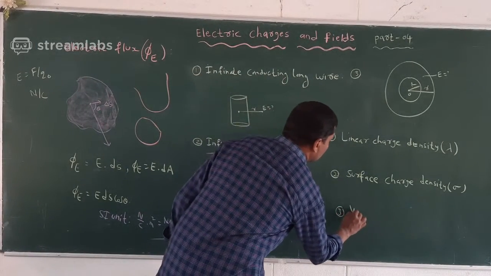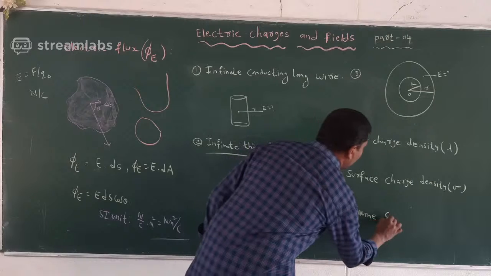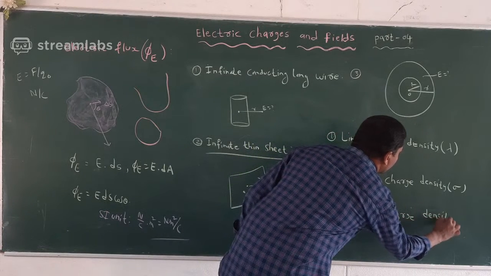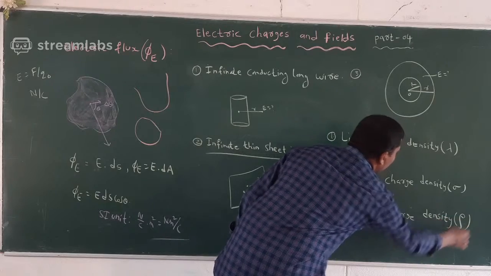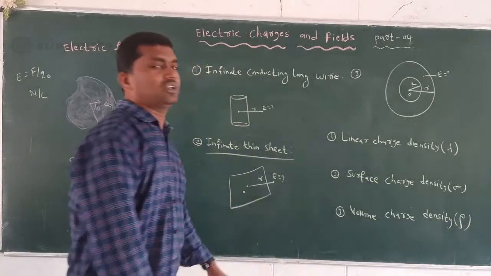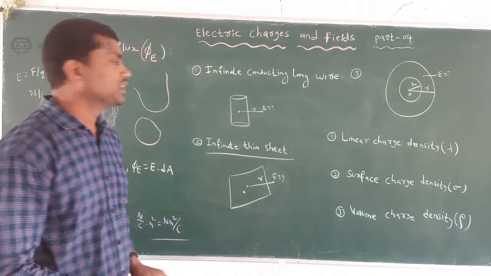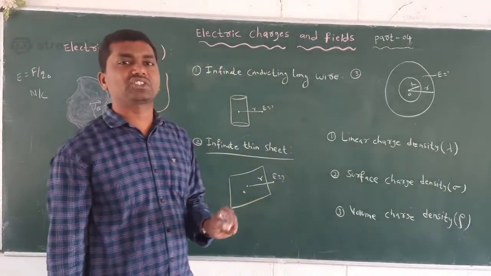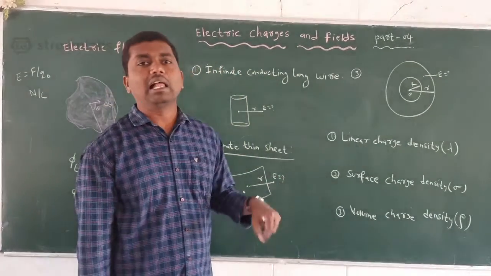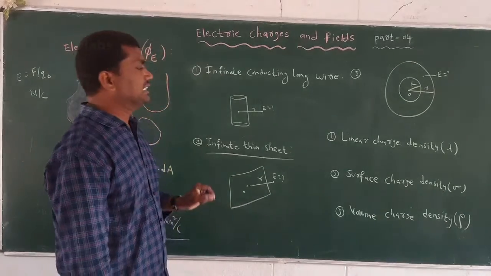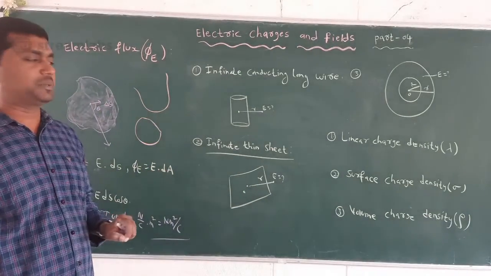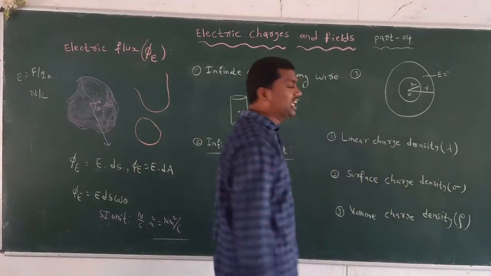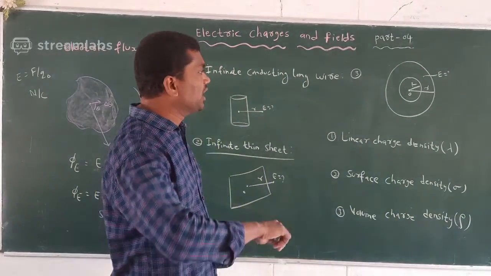And the third one is volume charge density. This is represented by rho. We can know simple definitions only. So the first one is the linear charge density, represented by lambda. The second one, surface charge density, is represented by sigma. The symbol will be sigma. And the third one, volume charge density, is represented by rho.